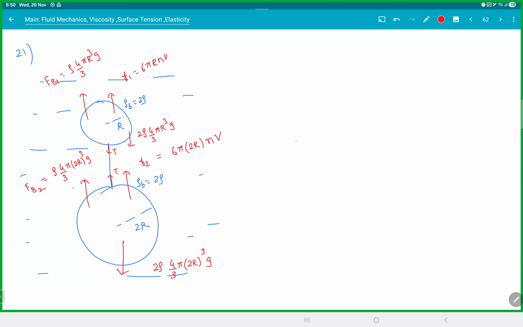Then simplify this, we'll get V terminal from here. The two weights must be equal to two frictions, two viscous forces, plus two buoyant forces. There, it is just a matter of solving now.